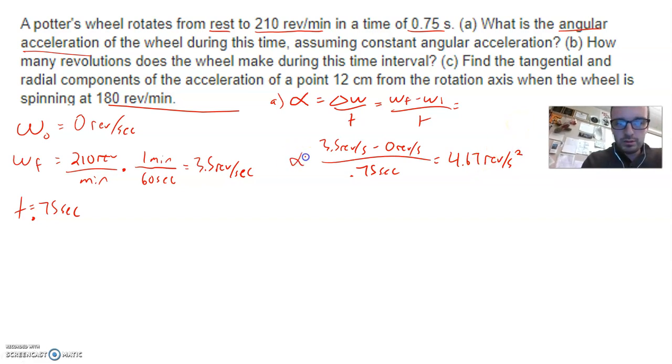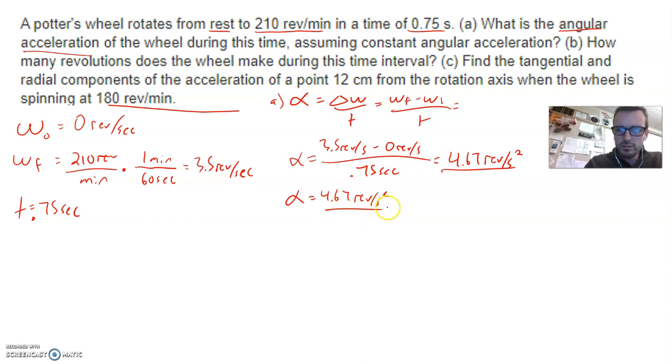Now, if this unit bothers you, it bothers me a little bit. Our standard unit for alpha, in fact, we'll need this later anyway, is radians per second squared. So I'm going to table this one. I'm going to keep that because it's going to be useful for us, but I'm also going to convert it into radians per second squared. So 4.67 revs per second squared.